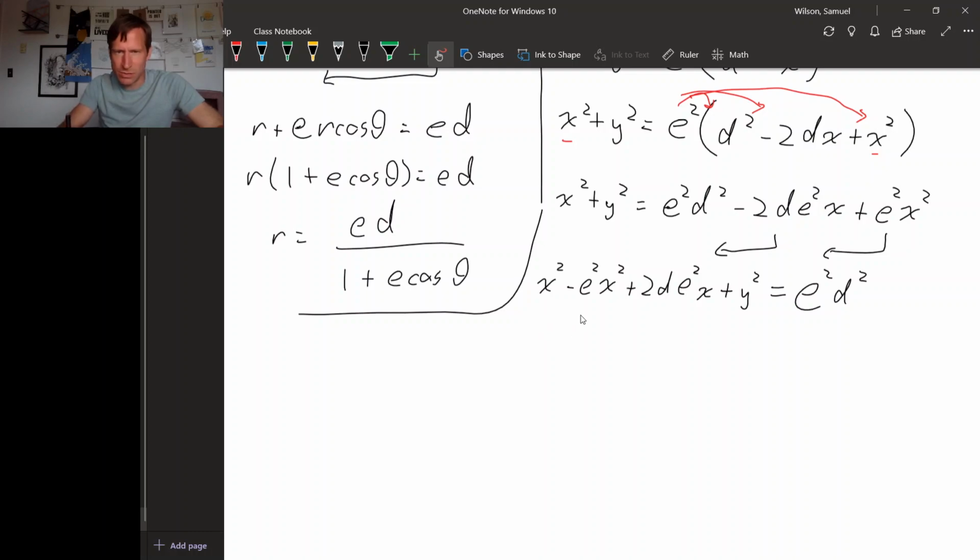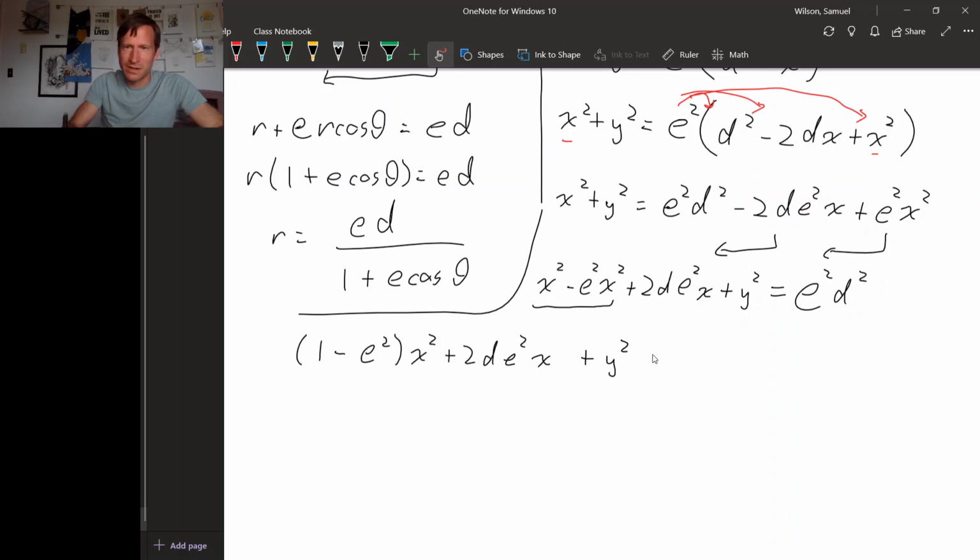Now, right here, these first two terms on the left both have x squared, so why don't we factor out that x squared? We get 1 minus e squared times x squared plus 2d e squared x plus y squared equals e squared d squared.